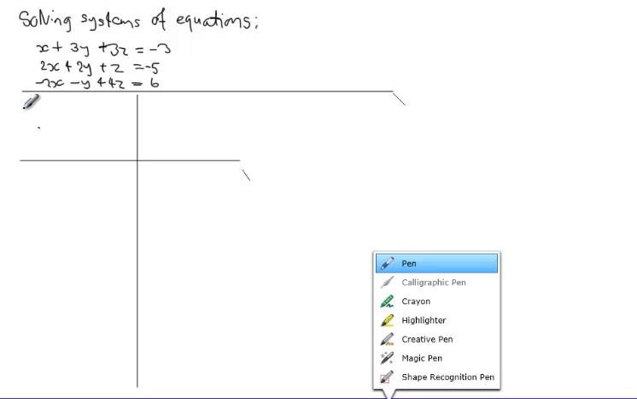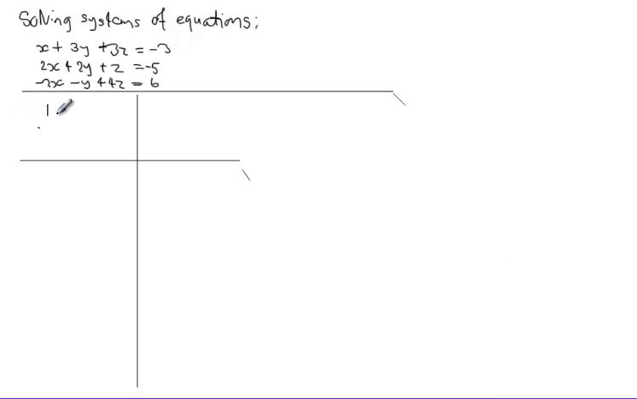In this case, we're talking about the matrices. The matrices I'm talking about are 1, 3, 3, and the 2, 2, 1, minus 2, minus 1, 4. And then this side I'll put minus 3, minus 5, 6.